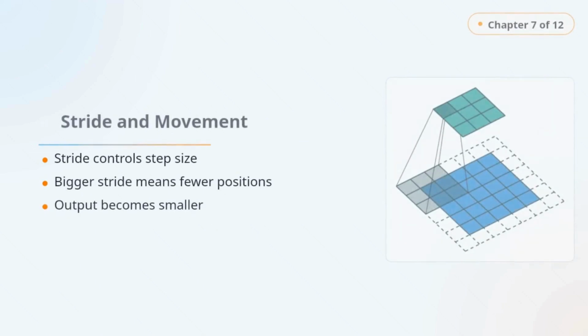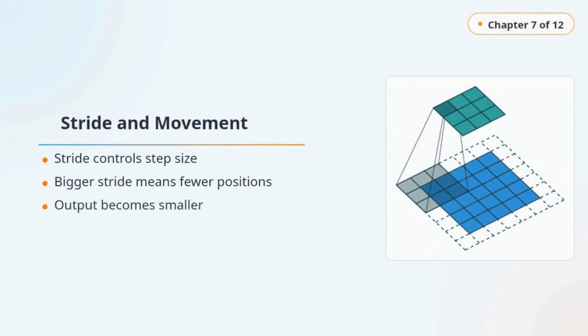Stride tells us how far the filter moves each time. If the stride is 1, the filter checks almost every possible location. If the stride is 2, it jumps more, so the output feature map becomes smaller. This affects both detail and computation.